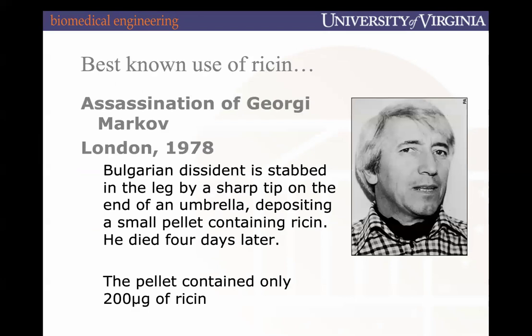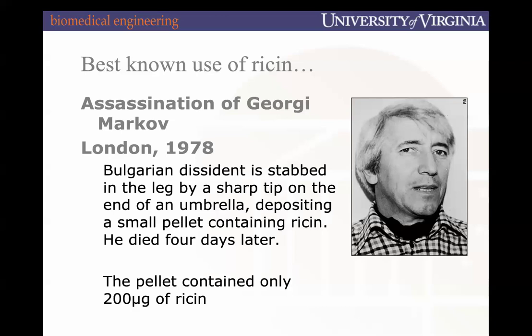There have been some really high-profile assassinations where ricin has been used. You've probably seen it depicted in a lot of media where there's an umbrella with a toxin on the tip, where someone is pricked with it and then they eventually die. That's actually based off of a high-profile assassination of a USSR dissident, and the toxin he was exposed to was only on the order of about 200 micrograms.